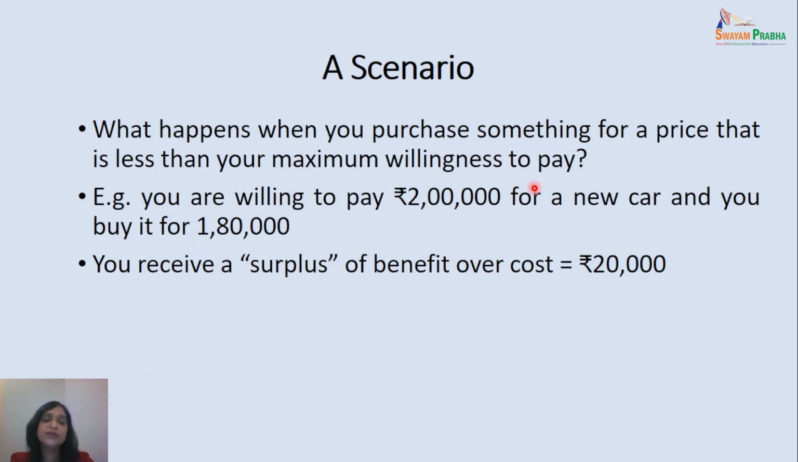Just imagine or visualize that you want to buy a car. And in your mind, you have done some calculations, probably based on the benefit which you are going to get from use of this car, and you arrive at a price of rupees 2 lakh. That is, you say that the maximum price which I am willing to pay for this car is 2 lakhs. Now you go to the market, you go to a showroom and you get your desired car at rupees 1,80,000.